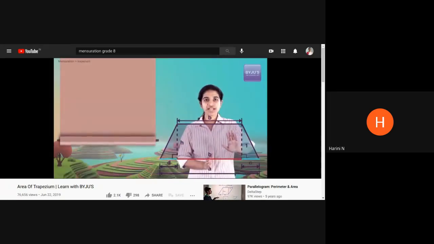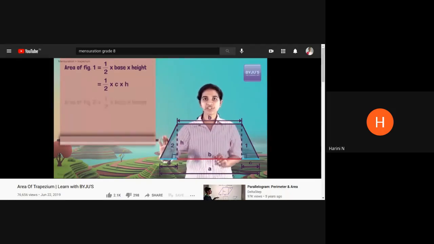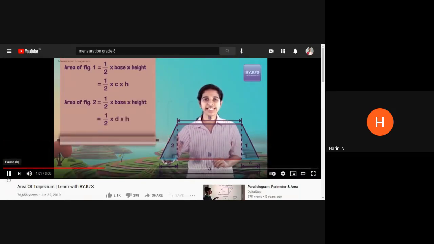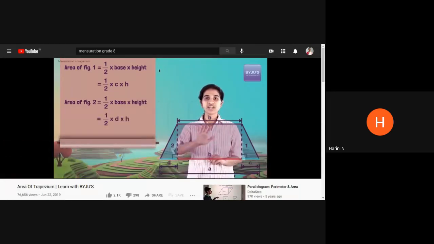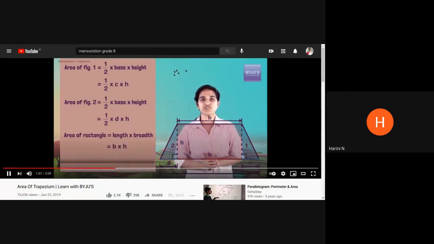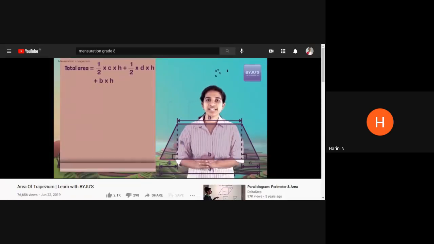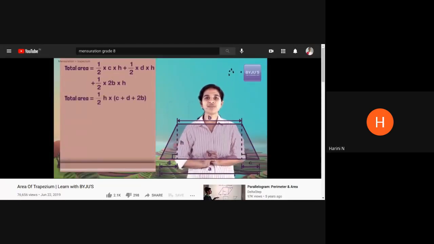Find the area of this triangle. What is the area of this triangle? Half base into height. So half C into H. Similarly, for this triangle, it will again be half base into height. So half D into H. Now the rectangle in between will be length into breadth, which is B into H. We add all 3 up, we'll get the area of the figure. Now you can see that you can take half into H common from there.